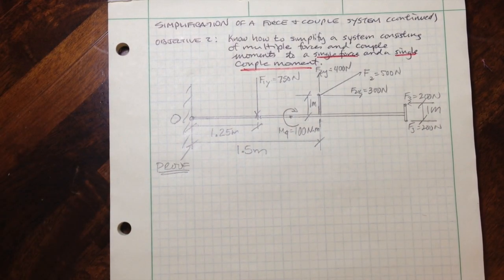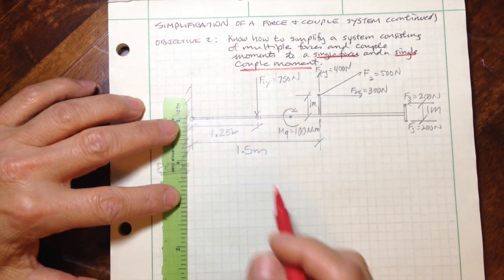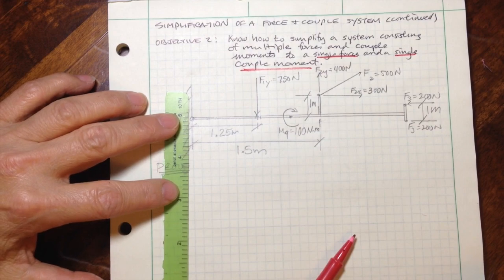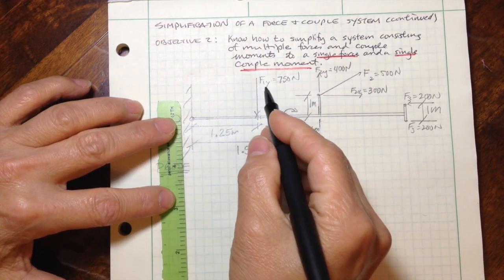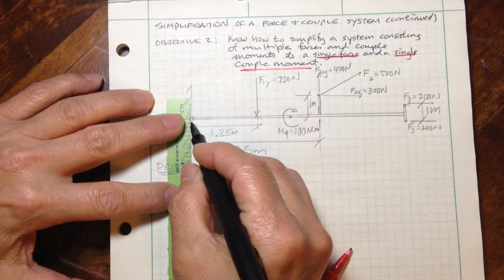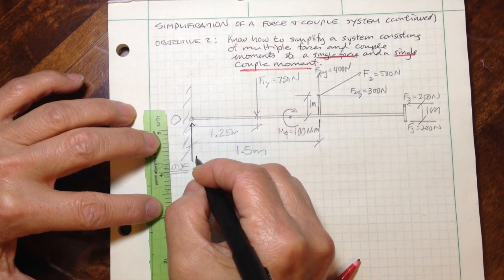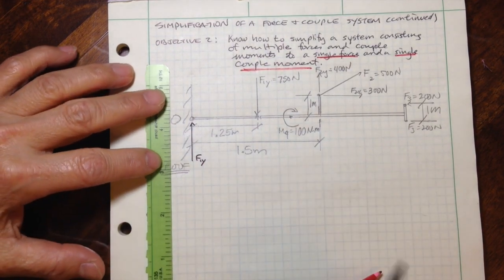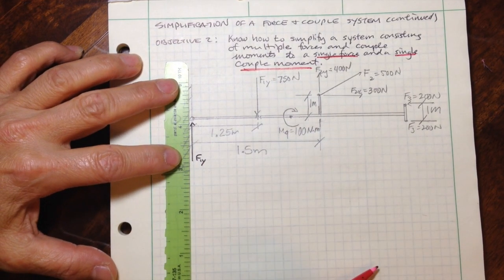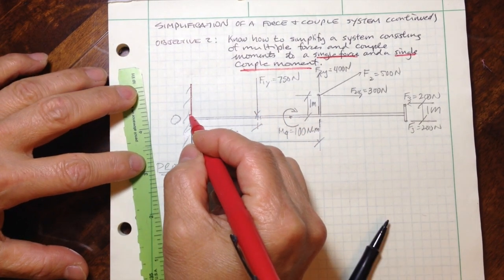So what you have to do is you have to take each force and create a couple at the point of interest. So let's say we're interested in point O. So for force F1y, I have to create a couple. So I have to create a force that goes upwards. So that'll be F1y. And I also have to create this component right here.